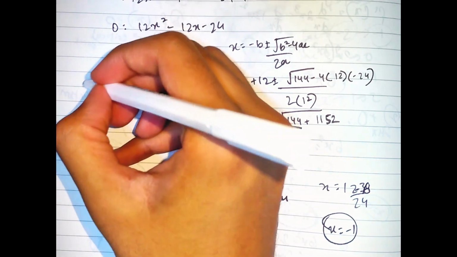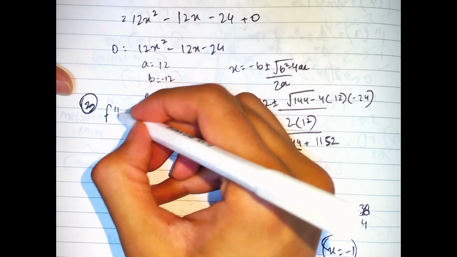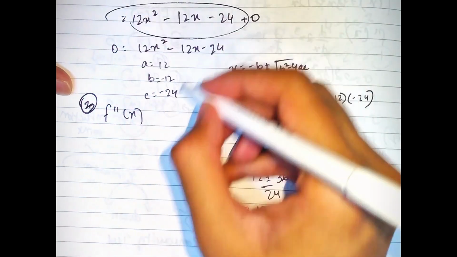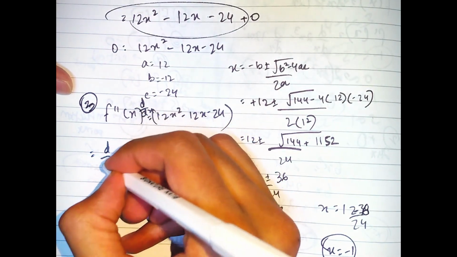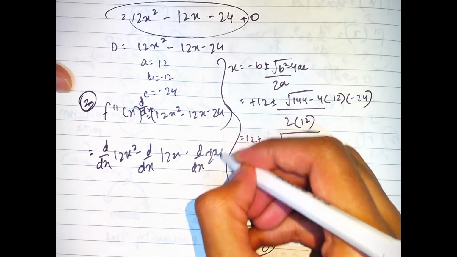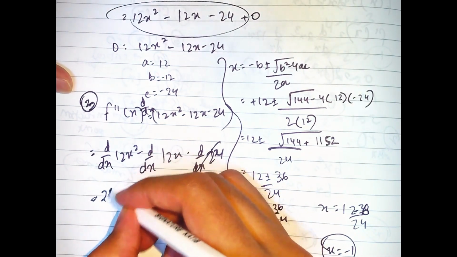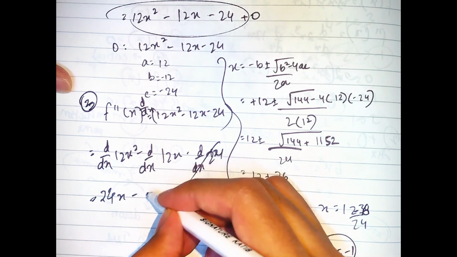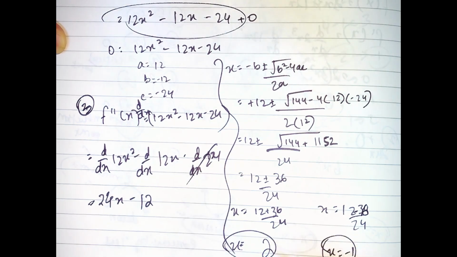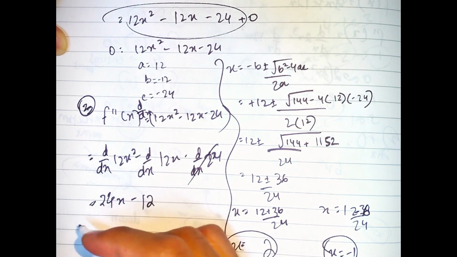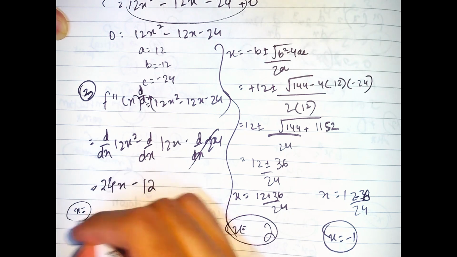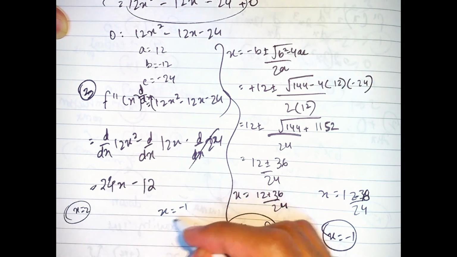Now let's take the second derivative, the third step actually. So the second derivative of this thing right over here. So d by dx. So this will of course be 0. And the derivative of 12x squared here will be 24x minus the derivative of 12x will be 12. Now let's put these critical points into this second derivative. So we have two values, x is equal to 2 and x is equal to negative 1.